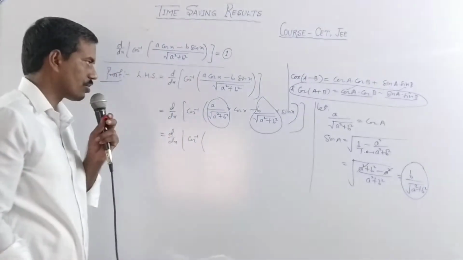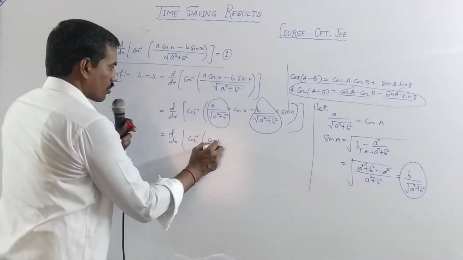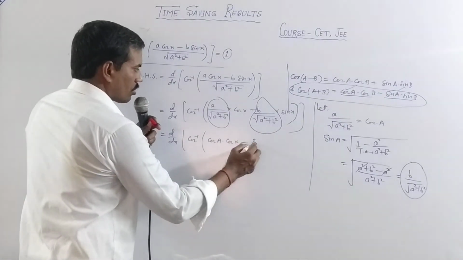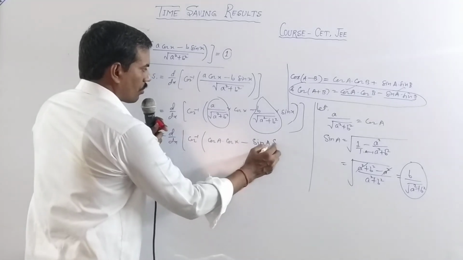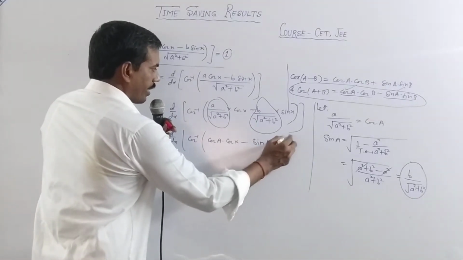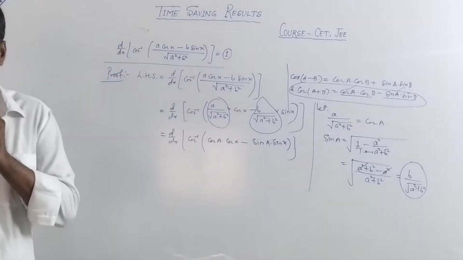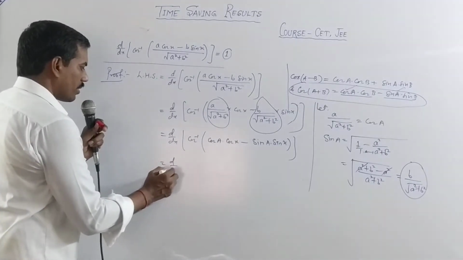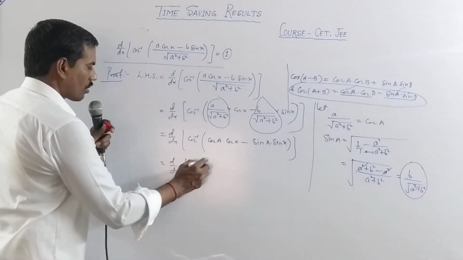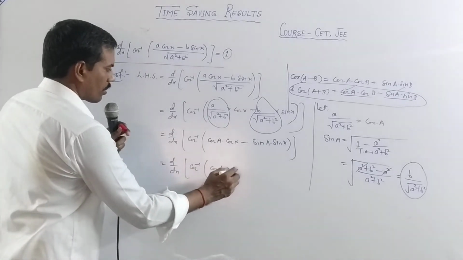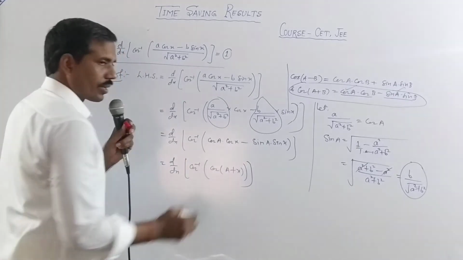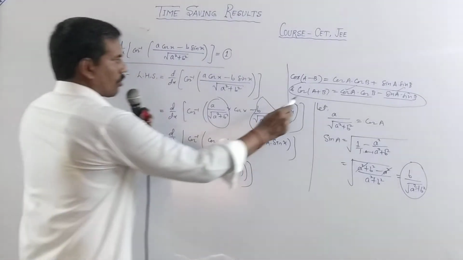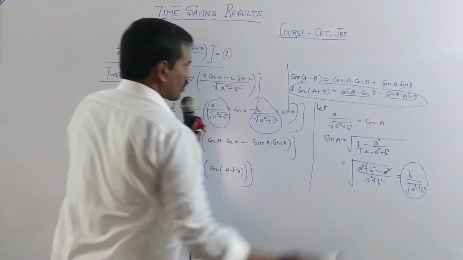So we can assume the first term as cos A, and the second one is cos x, minus this becomes sin A into sin x. Okay, students, any problem? And this is equal to d by dx of cos inverse of cos of (A plus x). Cos of (A plus B) is cos A cos B minus sin A sin B.